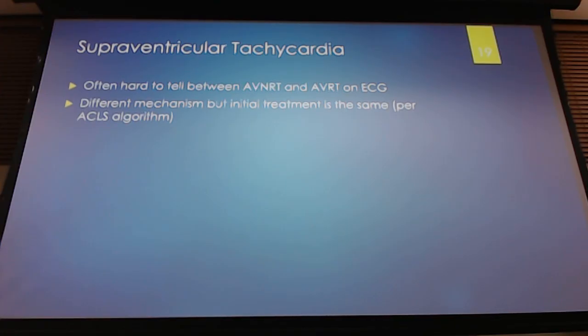So there are versions of SVT, and they're caused by different cardiac anomalies, but the treatment is still the same in these patients. So I'm not going to give you on the exam an ECG and say, is this AVNRT or is this AVRT? I'm not going to give you that. Is this sinus tachycardia or is this SVT? Yes, but not the difference between AVNRT and AVRT, because most of the time you can't tell, and it doesn't really matter what the treatment is.